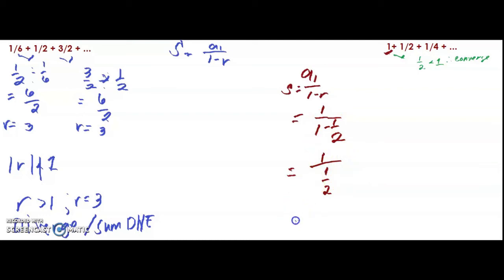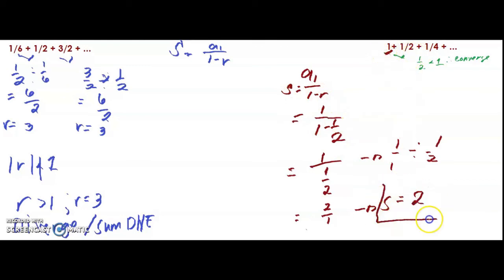Now, to determine the fraction, let's use the long method. So, 1 divided by 1/2, by cross multiplication, you have 2 over 1. So the sum of this geometric pattern over here is 2. Take note, its answer is positive, because if it is negative, our sum does not exist.